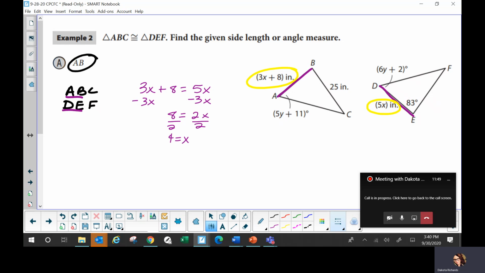Okay. Now, you found x, you have to still find what AB equals. Remember, AB is represented by this expression, 3x plus 8. You know x is 4, so just plug in the 4. So that's going to be 3 times 4 plus 8. 3 times 4 is 12. 12 plus 8 is 20.